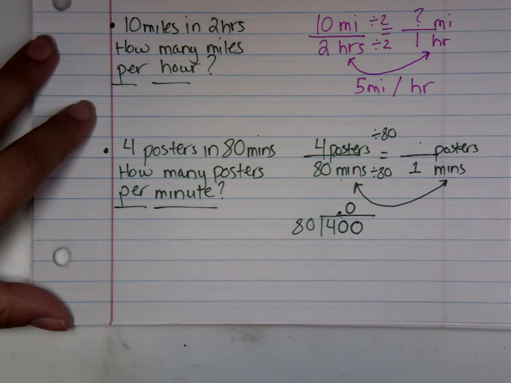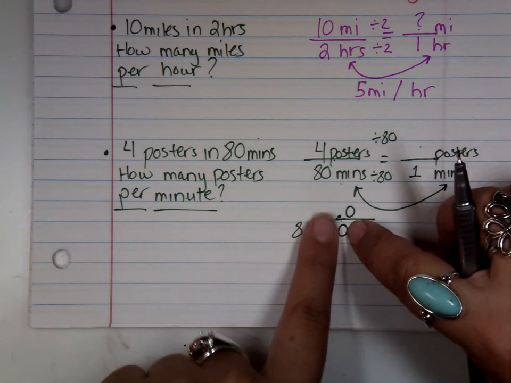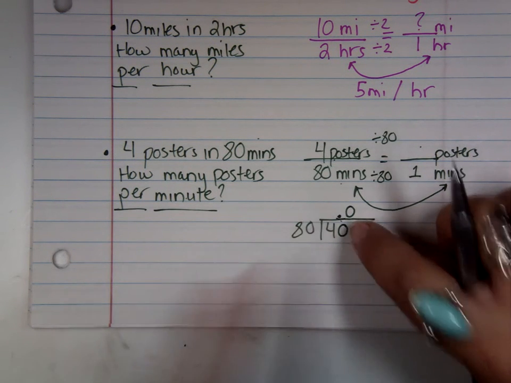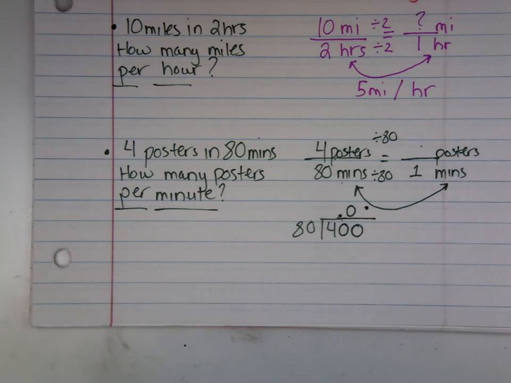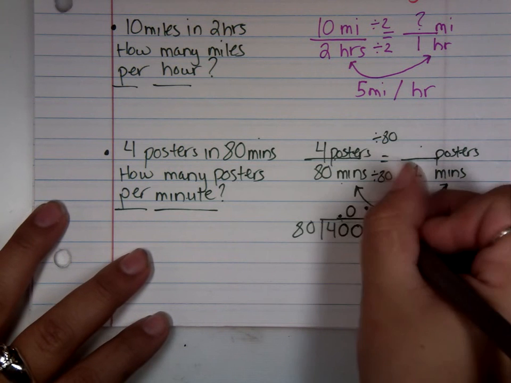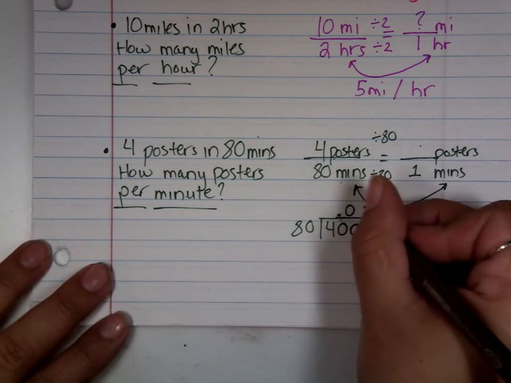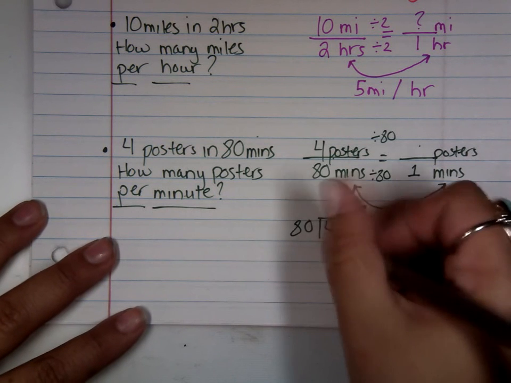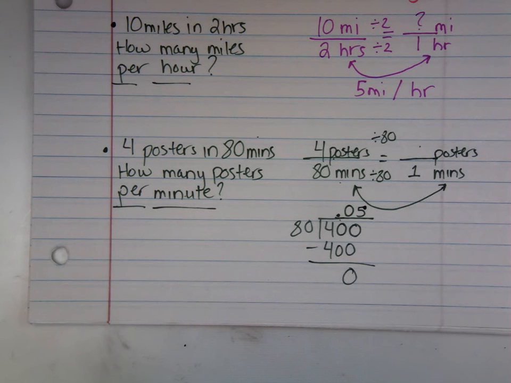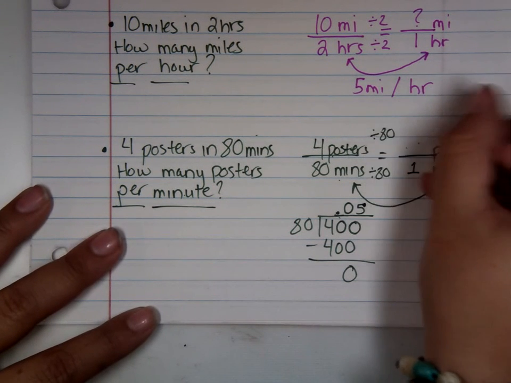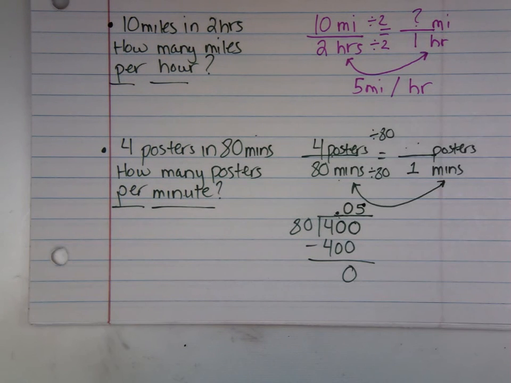Now, here's a shortcut. If we cover up these zeros, 8 goes into 40 5 times. You can pretend it's a smaller number. It makes it easier to divide. So 80 goes into 400 5 times. Let's see if we worked it out right. 5 times 80, what do we get? Good, it's 400. We subtract, and we get 0. So how many posters could we make per minute? Good, we could make 0.05, and this is where I'm going to fill in my answer up here, 0.05 posters per minute.